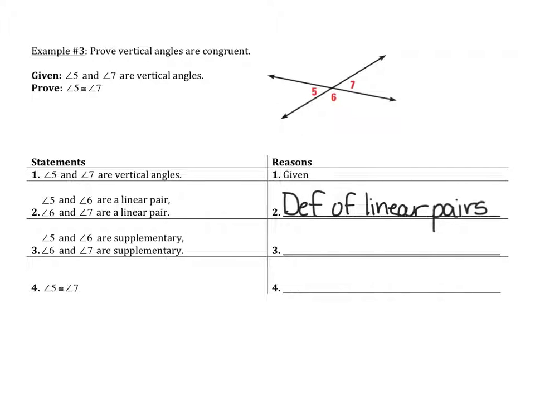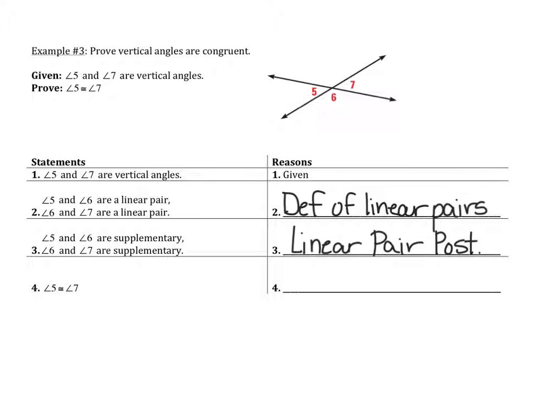Next, you see that I've stated that angle 5 and angle 6 are supplementary, and angle 6 and angle 7 are supplementary. We know this because we stated that they were linear pairs, and now we have a postulate that states that two angles that are linear pairs are also supplementary. So my reason for this step would be the linear pair postulate that we talked about in the previous slide.